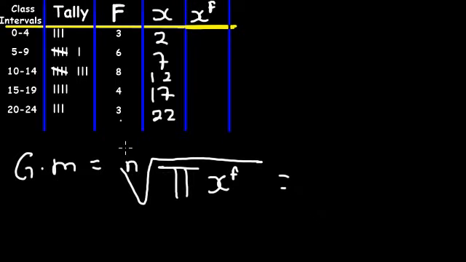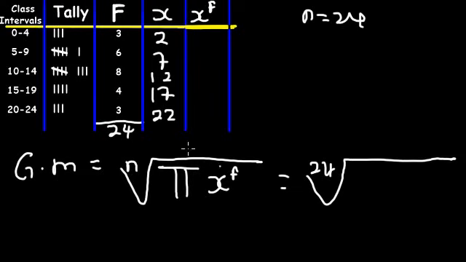So what is the value of n? N in this case will be the summation of f. So 3 plus 6 is 9, 9 plus 8 is 17, 17 plus 4 is 21, plus 3 is 24. So n is 24 right here. So that will be the 24th root. So we are multiplying all through. When x is 2, we have 2 raised to the power of 3. When x is 7, 7 raised to the power of 6. When x is 12, 12 raised to the power of 8. 17 raised to the power of 4. The last one we have just right here, 22 raised to the power of 3.